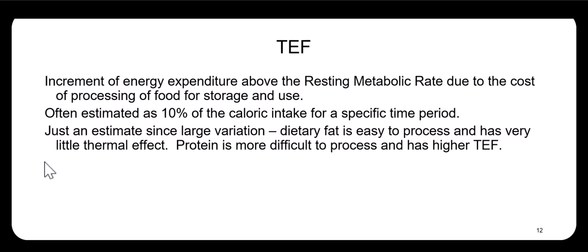So this is the increment of energy above the resting metabolic rate that you need to do what you need to do. Take your food and convert it into ATP. It's often estimated for a rough calculation to be 10% of the caloric value of that food. And of course, I'm really leaning on the word estimate with that. Fat's much easier to process, so it's going to be much lower. Protein can be more difficult to process, and there's variation within each one.